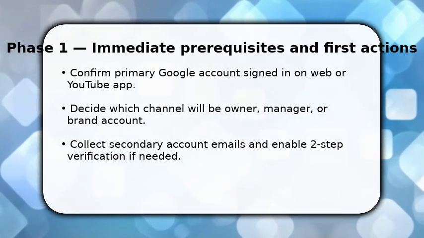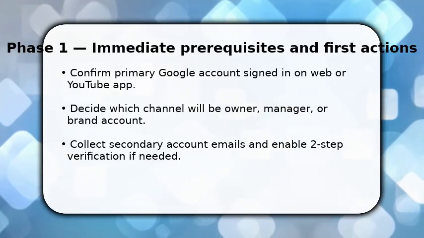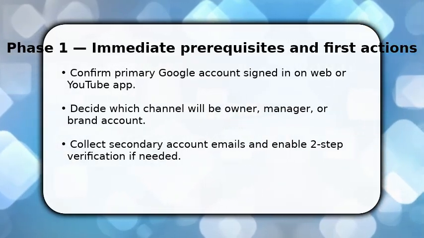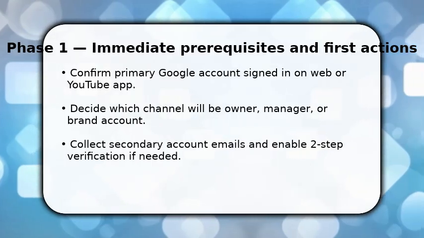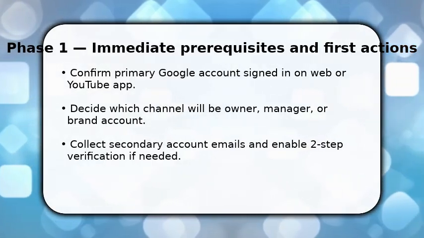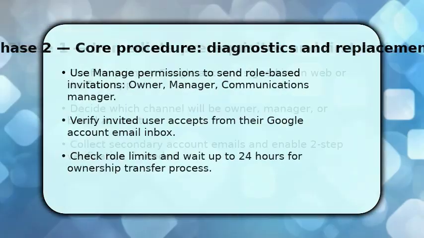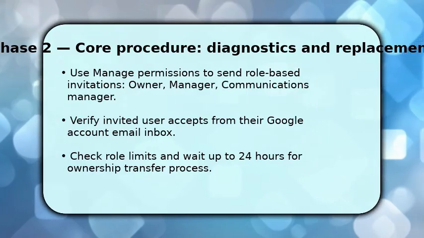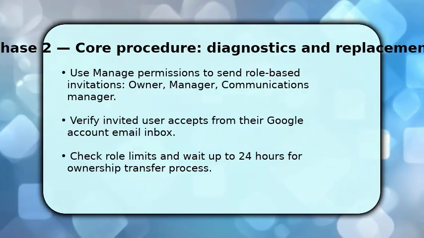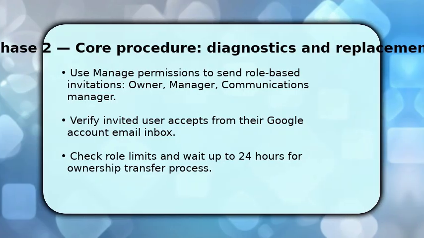Next, choose Manage Permissions, click Invite, and enter the secondary account email. You do this now because invitations ensure ownership transfer or manager access without changing primary credentials. Once invitations are sent, the invited account must accept from the exact Google address you used. Explain this to collaborators. Choose the appropriate role.